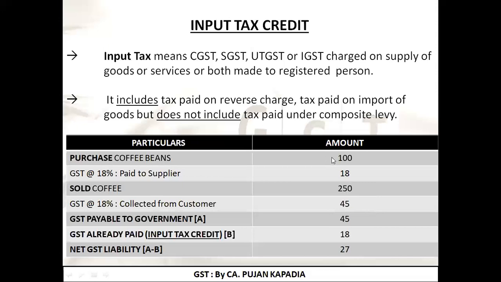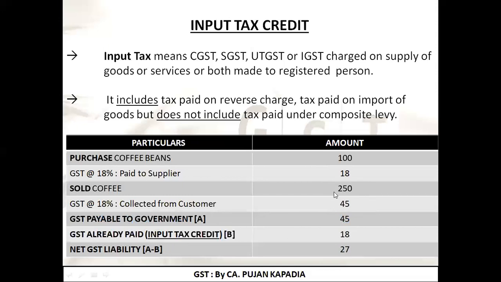The cost of my raw material was 100 rupees. I have paid GST of rupees 18 on that raw material. The selling price of my coffee was 250 rupees and I have collected 45 rupees as GST from the customer. Now what will the government say? GST payable to the government is 45, because I have collected 45 from the customer. So the government is going to ask for 45 rupees. But what I will say, sir, I have already paid GST of rupees 18 to the supplier.